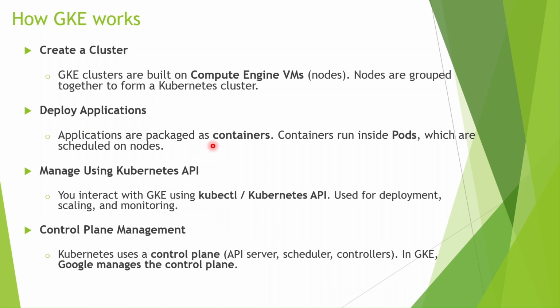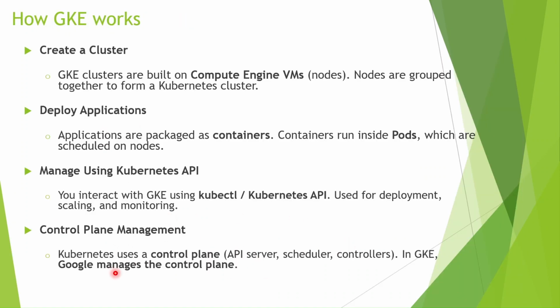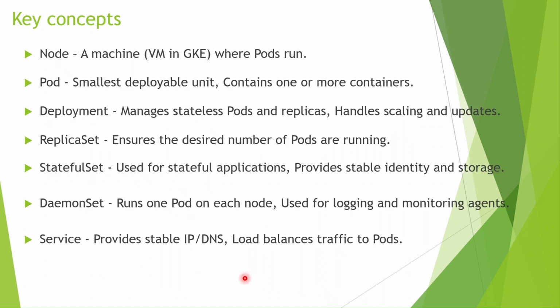Then we can deploy applications. Applications are packaged as containers, and containers run inside pods, which are scheduled on nodes as we have already seen, and we can manage them using the Kubernetes API. And for control plane management, we have a control plane in which we have the API server, scheduler, and all controllers, and Google manages the control plane.